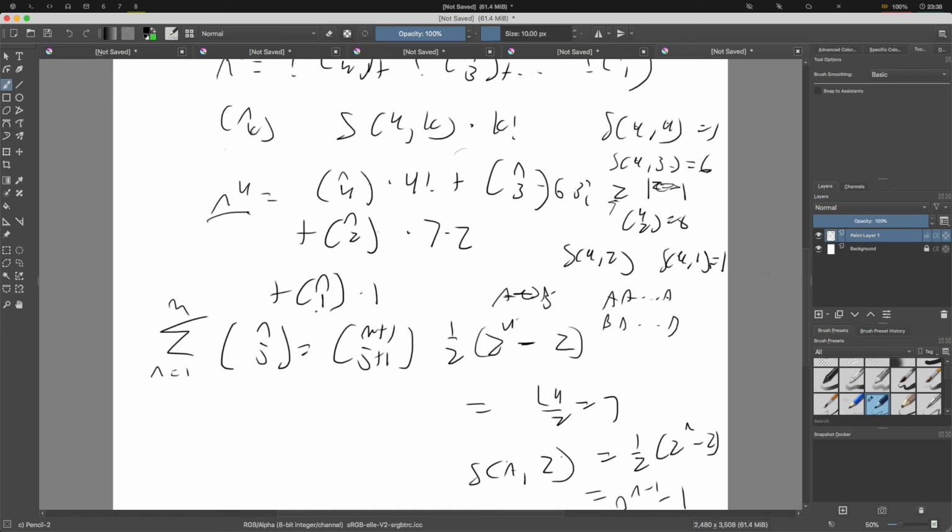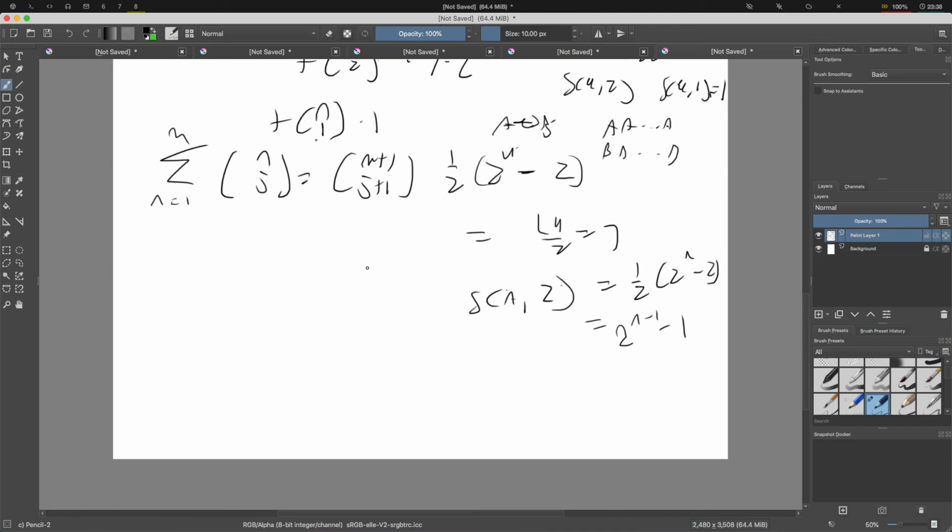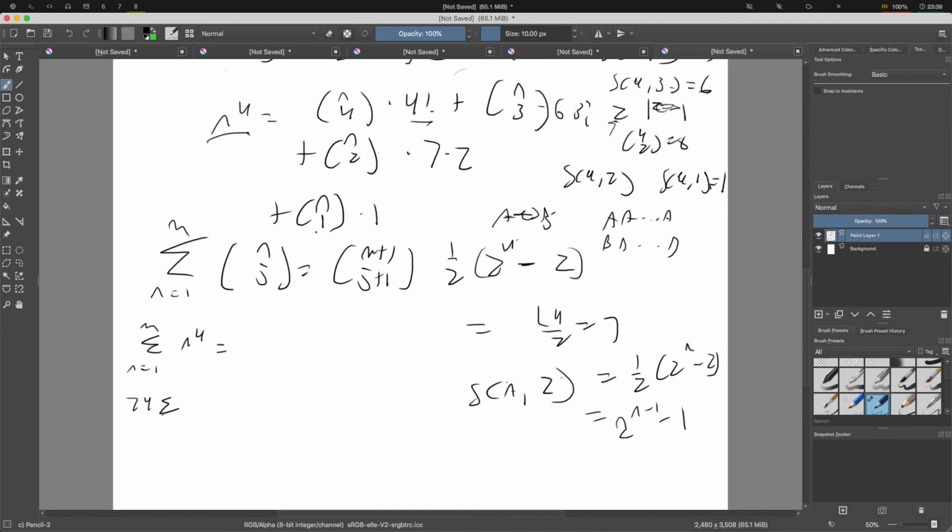Okay, so finally we're just going to apply this. We can just do this here. So the sum of n equals 1 to m of n to the 4 is going to be the sum of n equals 1 to m of 24, where the 24 comes from 4 factorial being 24, times n choose 4, plus 3 factorial is 6, times 6 is 36, times n choose 3, plus this is 14, so 14 times n choose 2, and then plus 1.